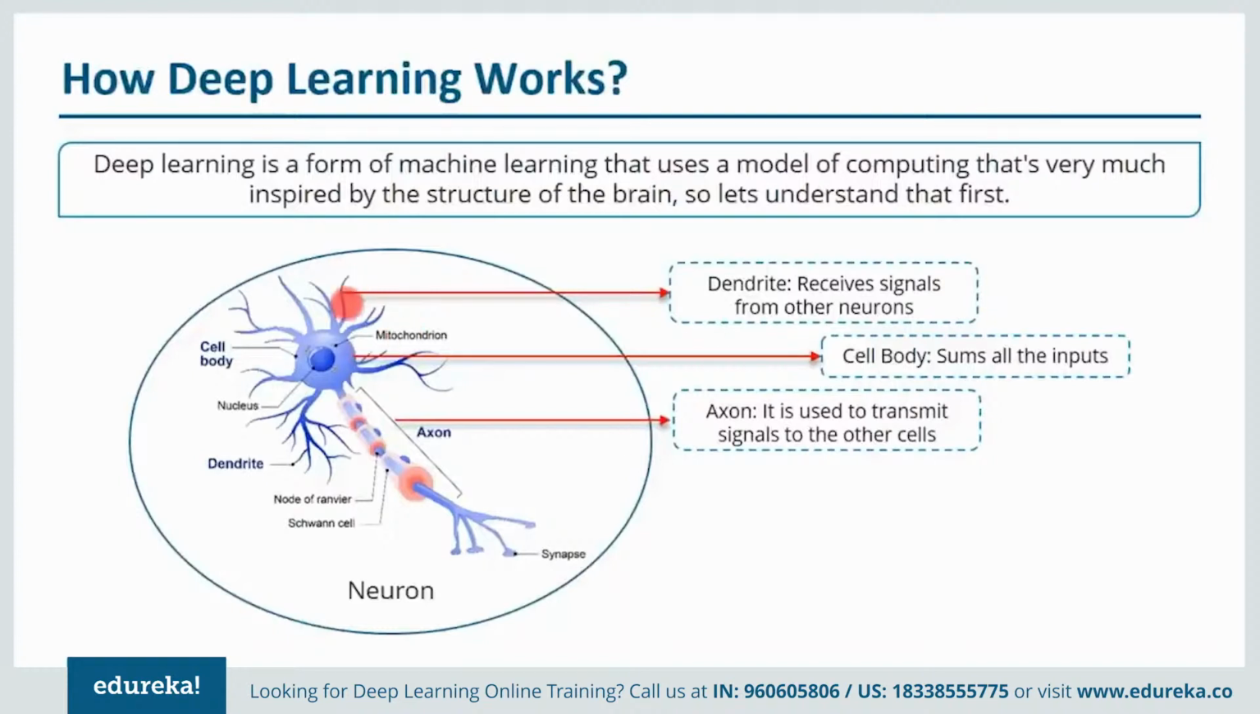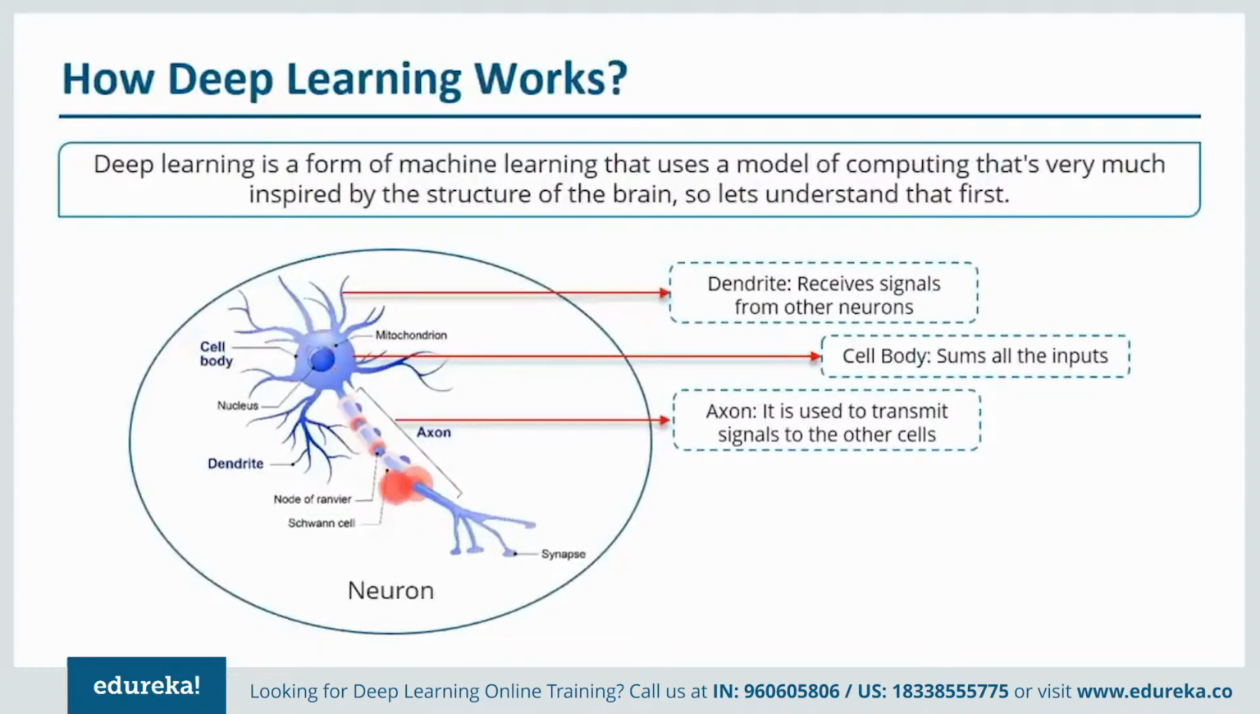So these are called dendrites. Dendrites receive signals from other neurons, and then pass those signals to the cell body. Now this cell body is where we perform a certain function. It can be a sigma function. That's what we believe. We believe it performs a sigma function, that is nothing but summing all the inputs.